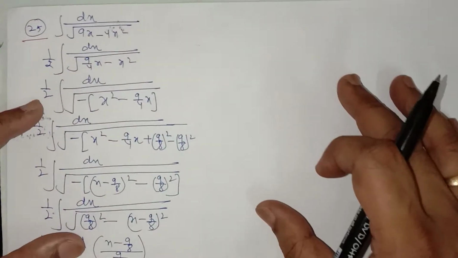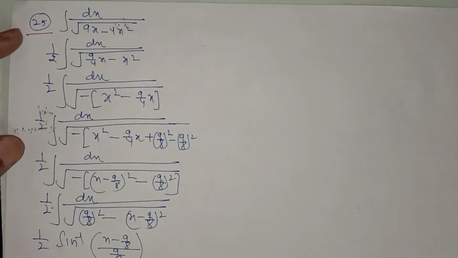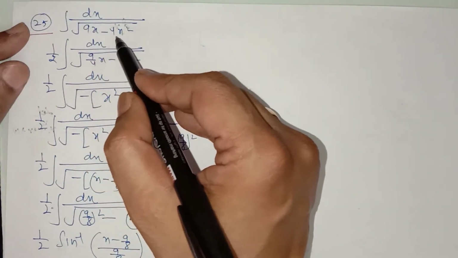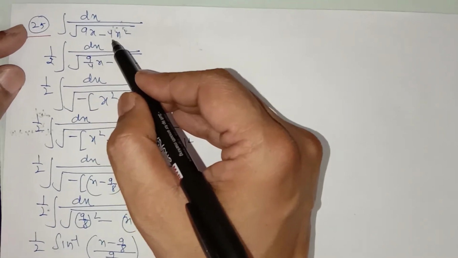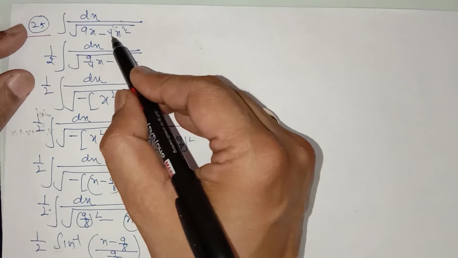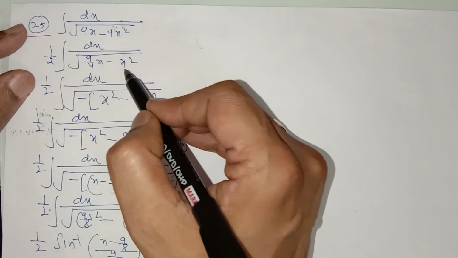Similarly is the question number 25. Here we have only to make the perfect square in the denominator. Now see it very carefully, because the coefficient of x square is not 1. So I am trying to make the coefficient of x square as 1. How can I make it? You can first of all take 4 common in this. So it comes out to be 9x upon 4 minus x square.